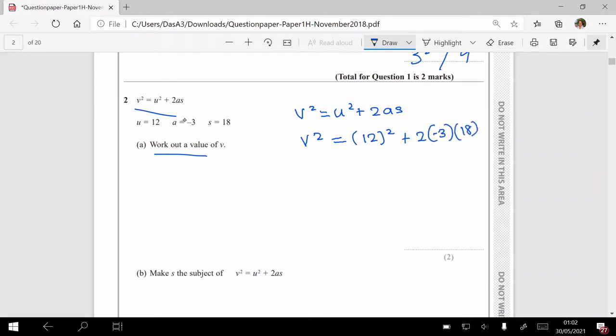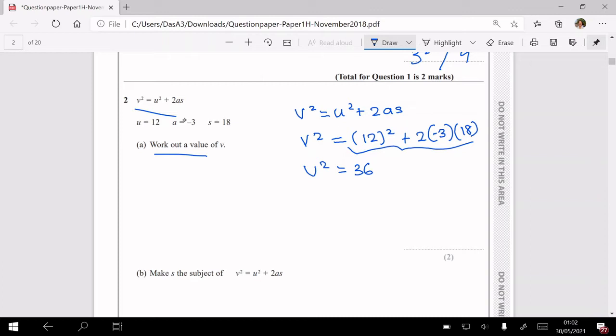The reason is for you to get used to the negatives, it's very important that you use the bracket. Otherwise, you can mess things up. Let me just simplify it quickly. Otherwise, it'll take a lot longer. So if you simplify this, you should get v squared equal to 36.